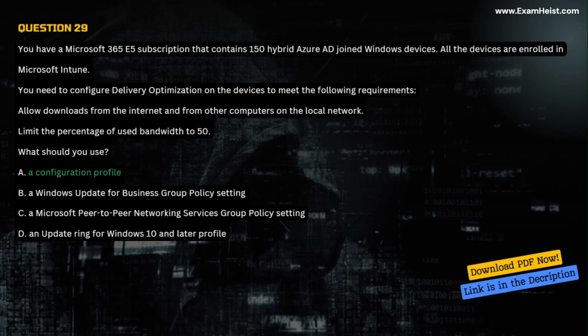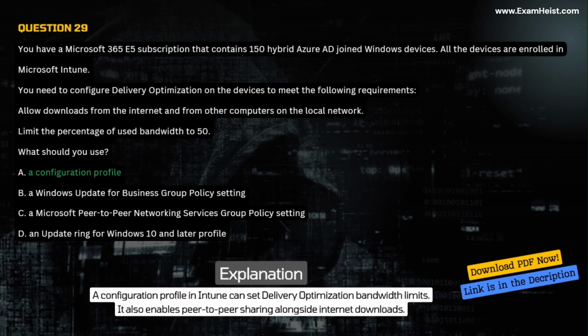Correct answer A. A configuration profile. Explanation. A configuration profile in Intune can set delivery optimization bandwidth limits. It also enables peer-to-peer sharing alongside Internet downloads.